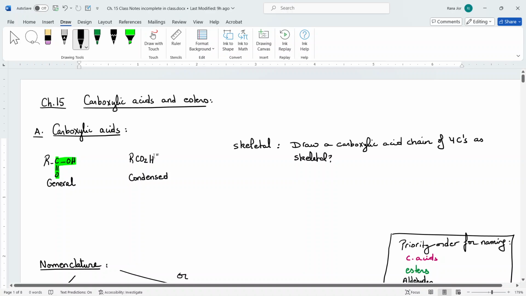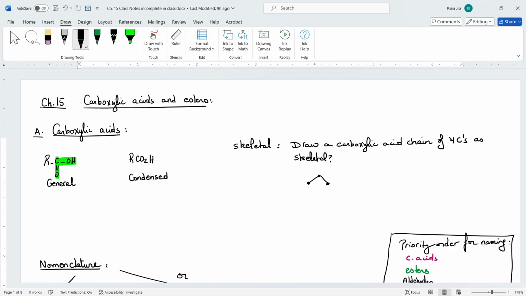Both are right. So if I want to go ahead and draw the carboxylic acid chain of 4 carbons, all you need to do is just count 4 carbons in there. I need it in the skeletal, so that is going to be 1, 2, 3, and the 4th carbon is the carbon of the carboxylic acid. So that is going to be the C. I can write it as a COOH, which is exactly the same as writing it as a carbonyl like that, and then an OH. At the end, just make sure that you have 1, 2, 3, and 4 carbons.